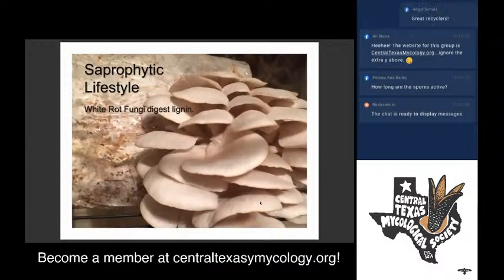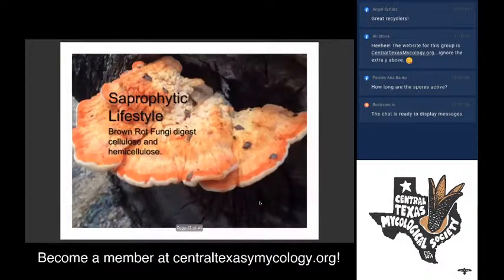There are the white rot fungi, like the oyster mushrooms I have pictured here, as an example of those, and they are digesting lignin in the wood. And then there are the brown rot fungi. Basically the difference between the brown rot and the white rot is the different chemical actions and the parts of the wood that they're breaking down.